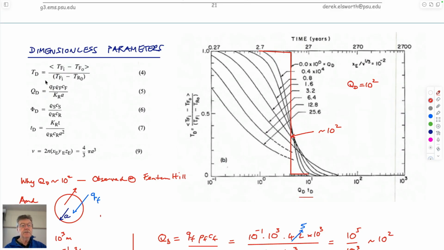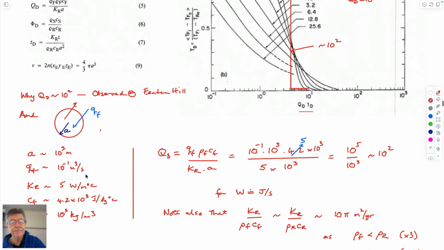So you can define it in terms of a non-dimensional temperature between the reservoir temperature and the fluid injection temperature. You can define it in terms of a time, thermal conductivity, densities of the rock, specific heat capacity of the rock, and maybe some characteristic dimension of your reservoir, which is this. And you can define it in terms of a dimensionless flow rate, which is a volumetric flow rate, thermophysical characteristics of the fluid, conductivity of the reservoir, and a characteristic dimension.